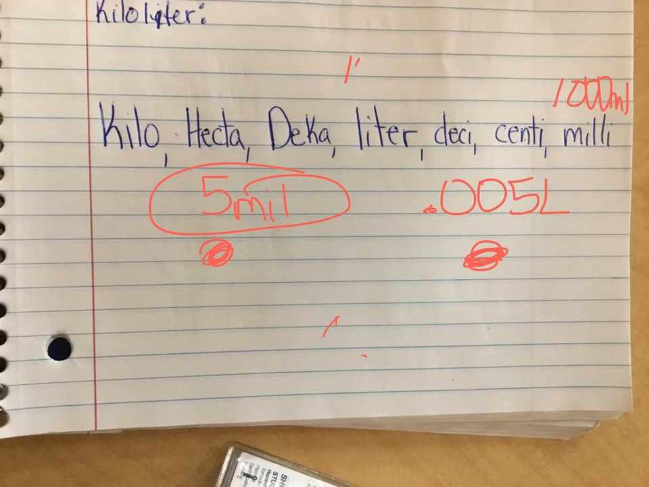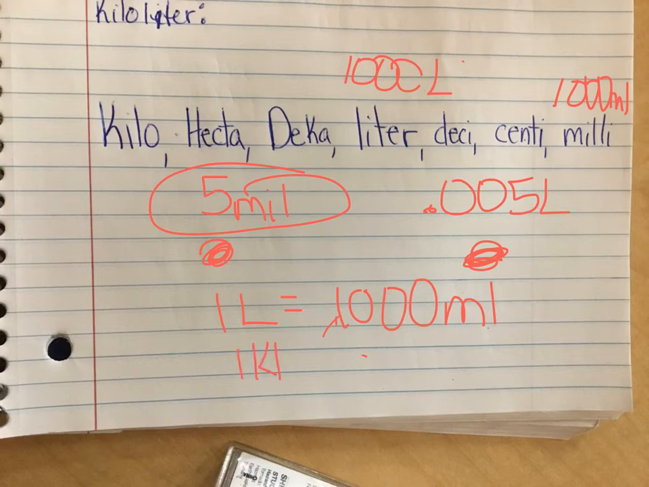So here we go. I should write this out. Write this down, please. 1 liter is equal to 1,000 milliliters. And 1 kiloliter is equal to 1,000 liters.